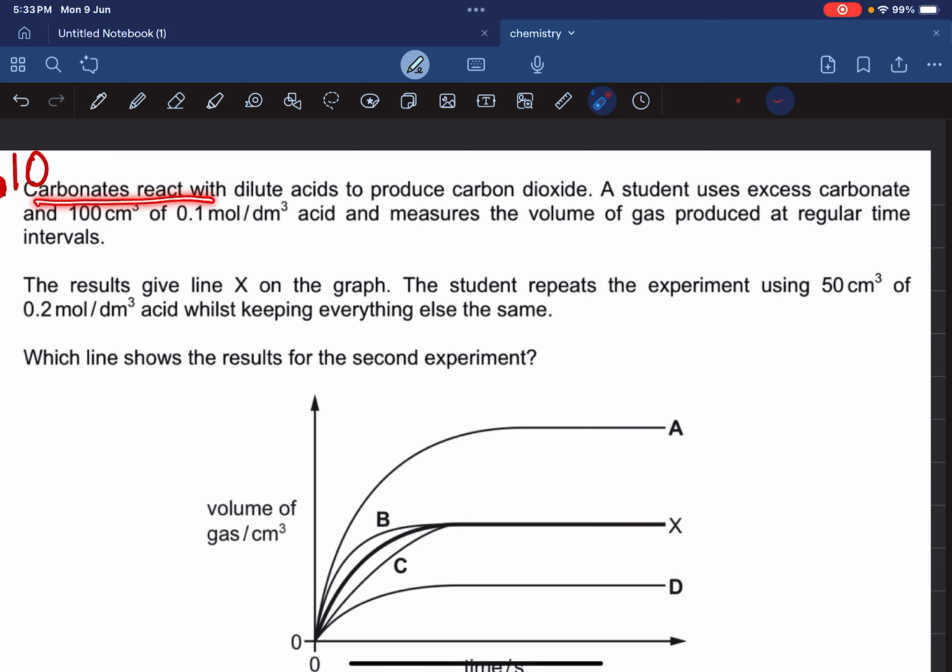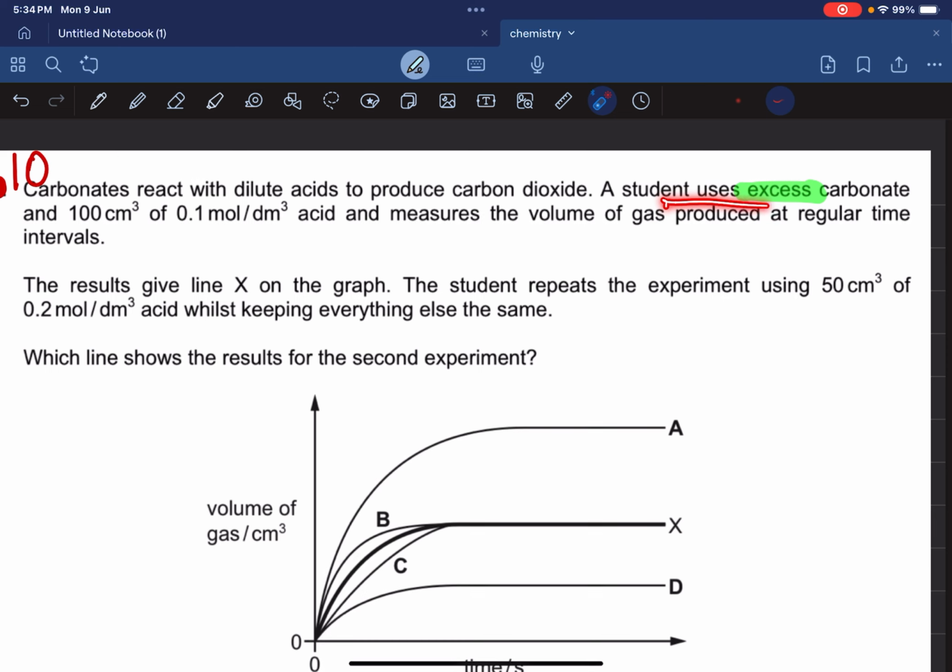Okay, carbonates react with dilute acids to produce carbon dioxide. A student uses excess carbonate. Okay, one important thing in graph questions, the word excess is the most important word. Why? The word excess tells you either your graph is going to stay on the same line or it's going to move up. Okay, because if I increase my excess reactant, okay, this is my original graph. For instance, this is my original graph. I increase my excess reactant, my graph will not change. Why will my graph not change? Because increasing excess does not increase the product. Increasing excess reactant never increases the product.